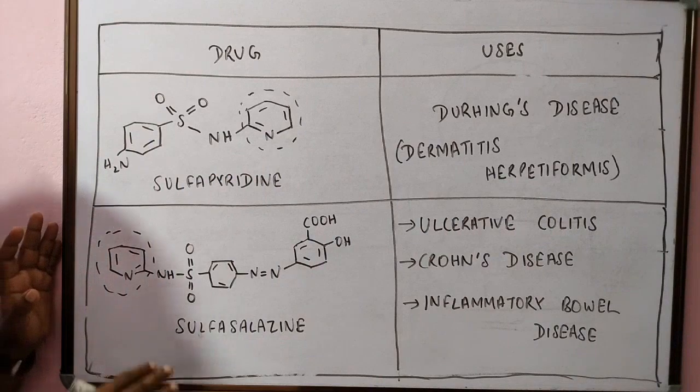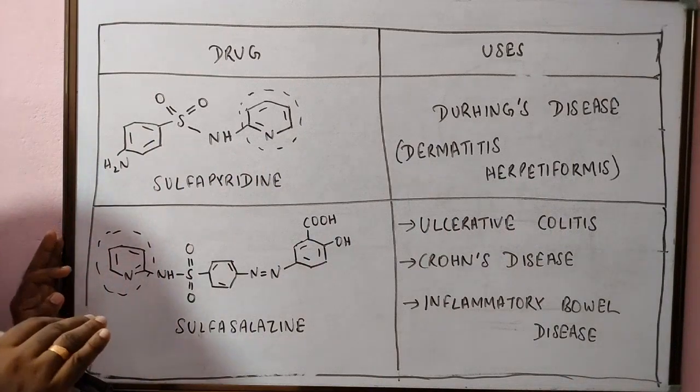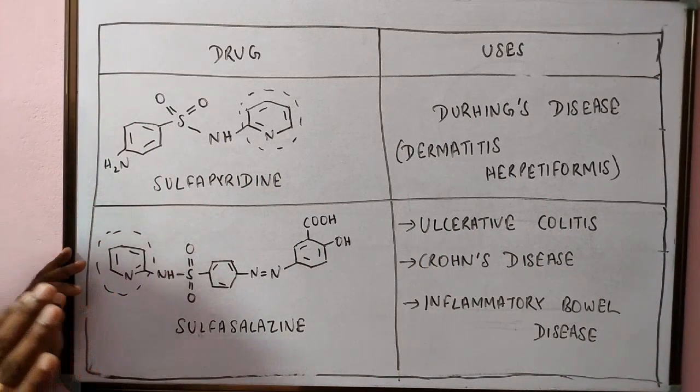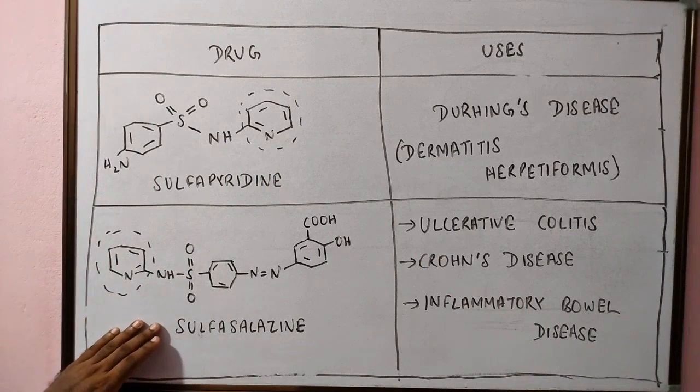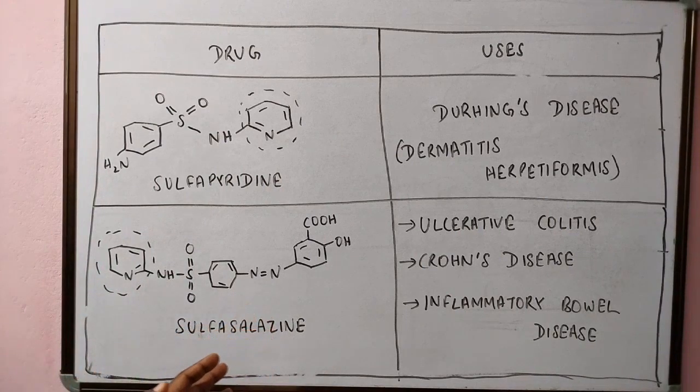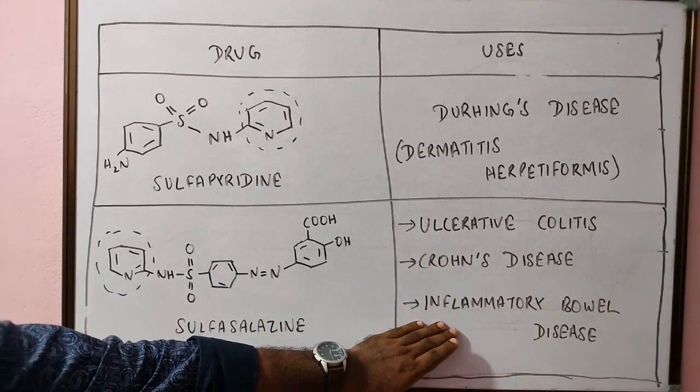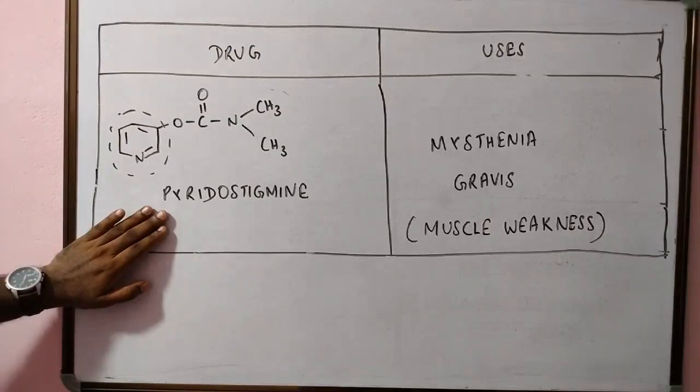While on the other hand, sulfasalazine produces a protective layer around the ulcer, giving it anti-ulcerative properties. Therefore, it is used in ulcerative conditions of the body such as ulcerative colitis, Crohn's disease and inflammatory bowel disease.